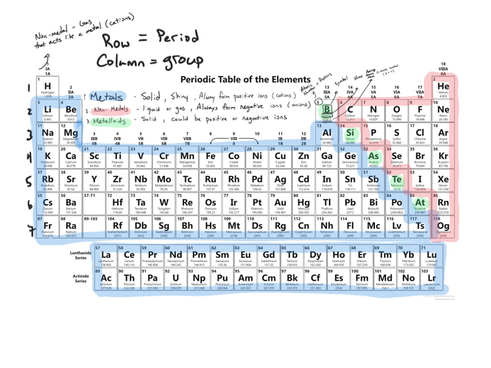In summary, we've discovered a little bit more about the periodic table and how it's organized. We talked about the difference between a group and a period, and we also talked about the three different ways that the periodic table is broken down, whether it be by metals, by nonmetals, or by metalloids.